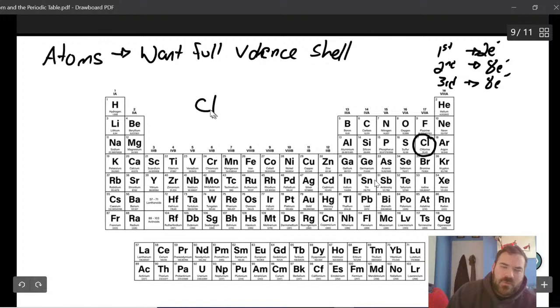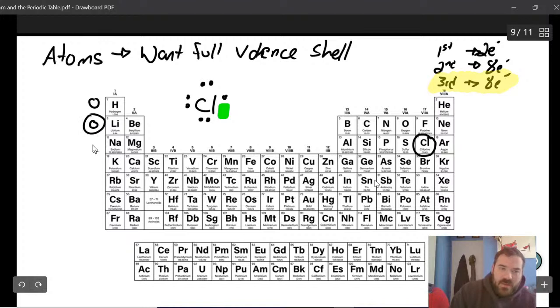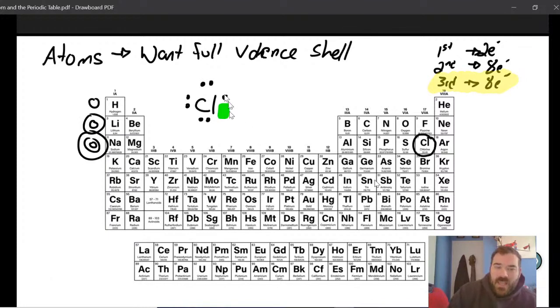So let's draw the Lewis dot diagram for chlorine. I've got chlorine here, and I have 1, 2, 3, 4, 5, 6, 7 electrons. Well, that's the third shell. And in the third shell, which is its valence shell, the third shell likes to have 8 electrons in it. But chlorine is missing an electron to have a full shell. This is the third shell because it's in the third period. Remember, every atom here has 1 shell, every atom here has 2, and every atom here has 3. It wants 8 electrons in that valence shell. It's not happy until it gets that 8th electron in its valence shell.